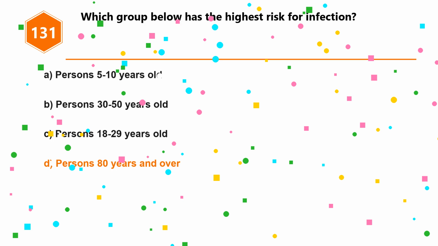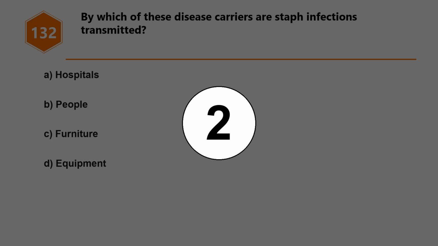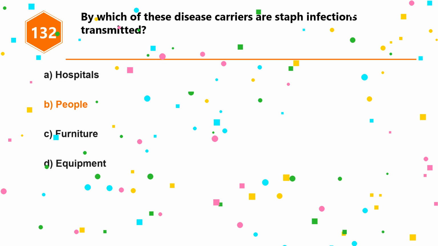The correct answer is option D, persons 80 years and over. Question 132. By which of these disease carriers are staph infections transmitted? Option A, hospitals. Option B, people. Option C, furniture. Option D, equipment. The correct answer is option B, people.